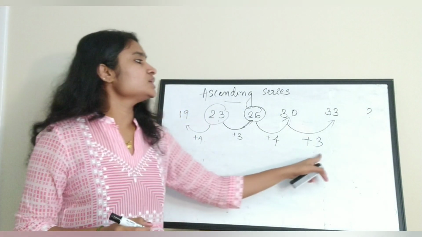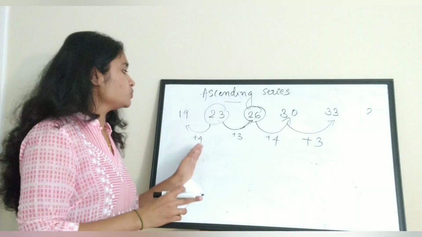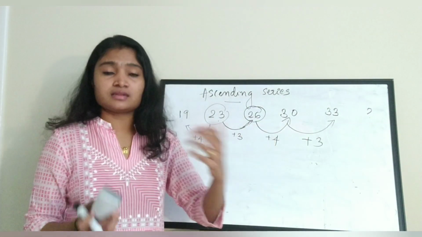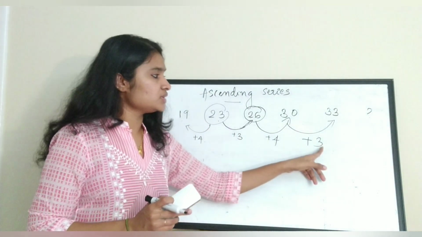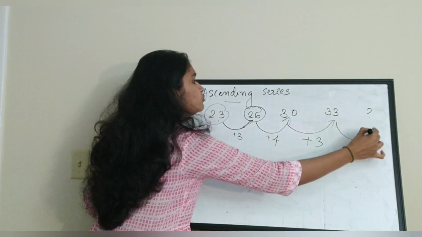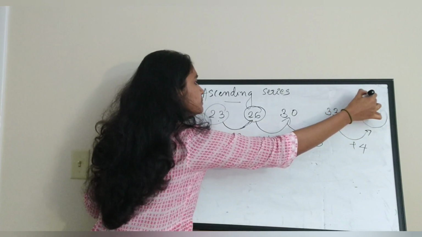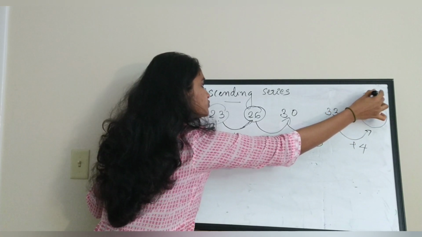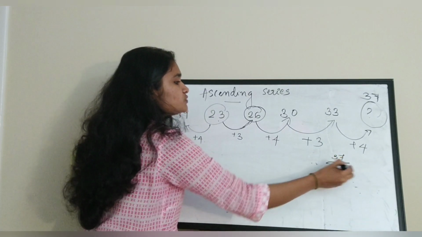So if you look at the numbers being added, it is a continuous format, that is 4, 3, 4, 3, like that. So 4, 3, 4, 3. The next number to add will be 4. So you add 4 to this number and the next number will be obtained, and the number will be 33 plus 4, which is 37. So this is how the number series is formed.